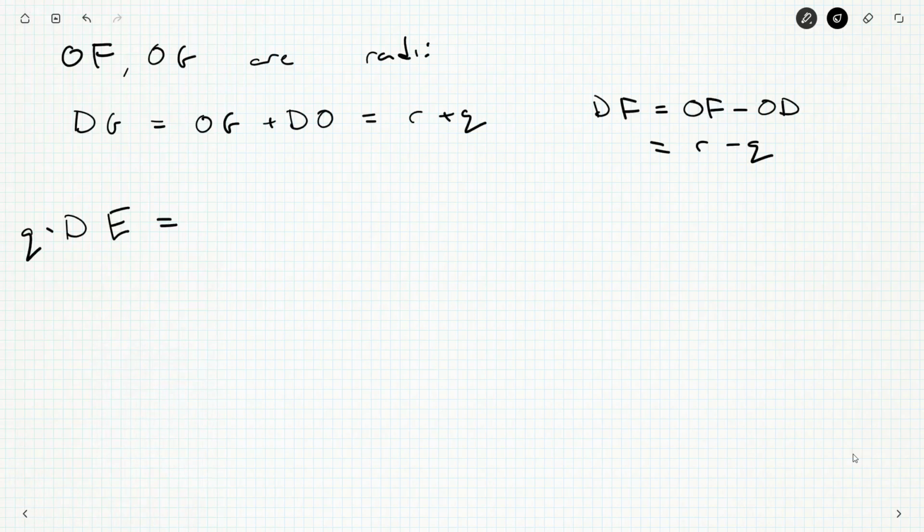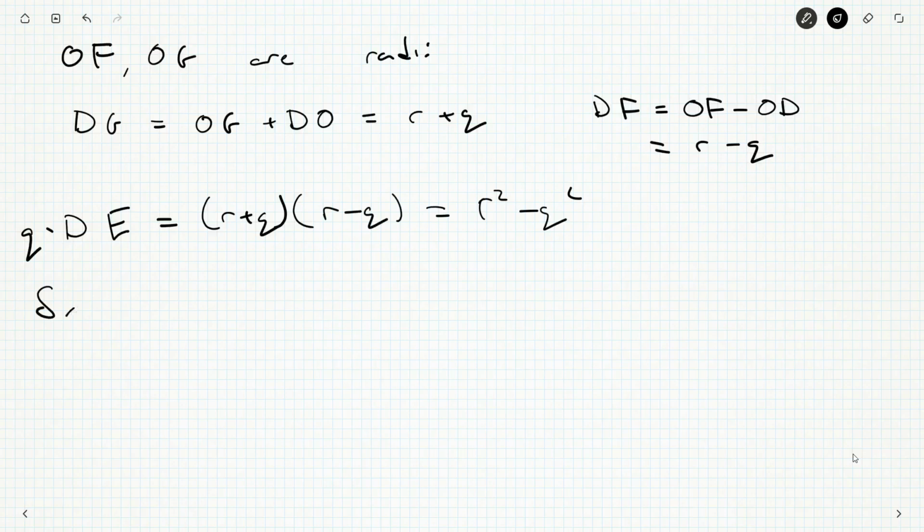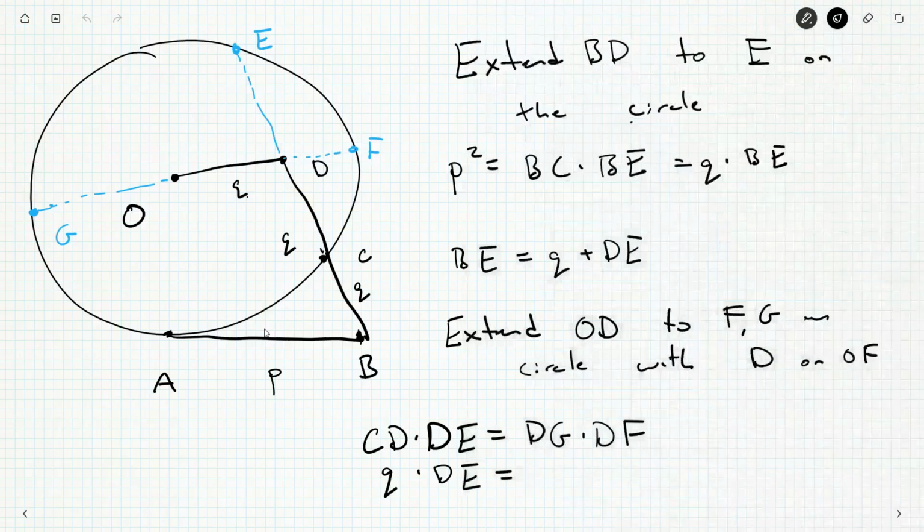So Q times DE is going to be R plus Q times R minus Q, which is R squared minus Q squared, difference of squares. So P squared is Q times DE plus Q, right? Go back to my picture. BE is Q plus DE. No, wait, BE isn't Q plus DE. It's going to be 2 Qs.